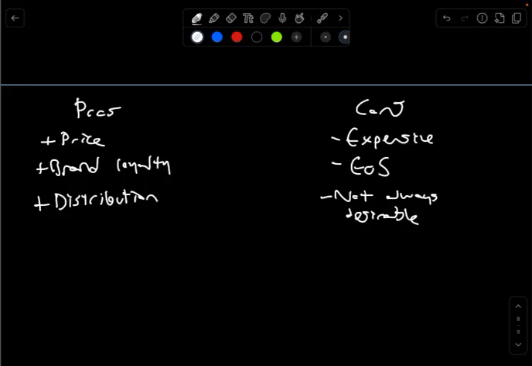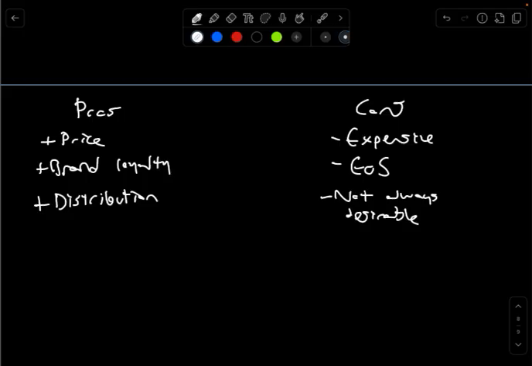And then there are also distribution advantages. For example, you have a cheese brand, and because your cheese brand is very well known, supermarkets may choose you to be displayed in their shelves instead of other brands. So it also helps with distribution channels and distributing your products across a wide variety of distribution channels.